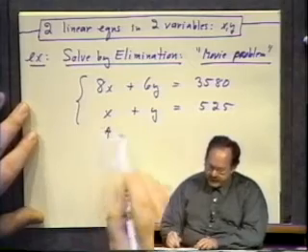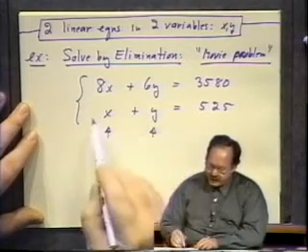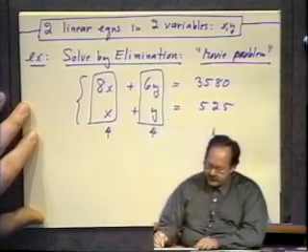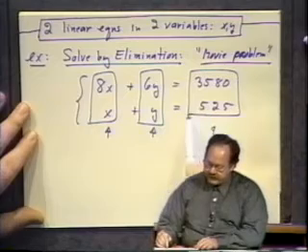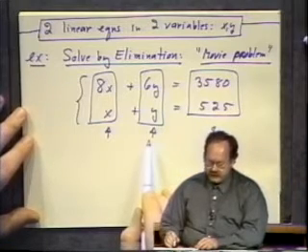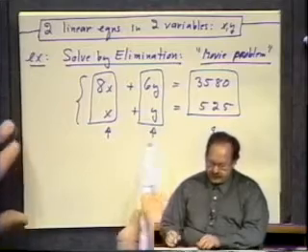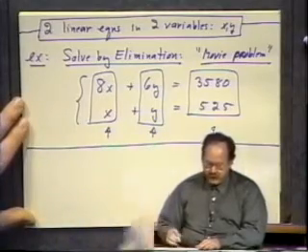Please notice that I've got my x's lined up, my y's lined up, so my x's are lined up vertically, my y's are lined up vertically, and my constants are also lined up vertically on the other side of the equal sign. This is the method where it is crucial that you keep that organization. That's what I mean by staying organized.